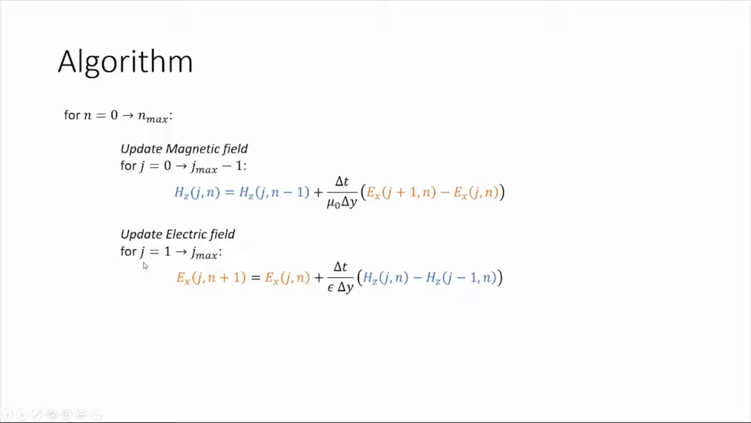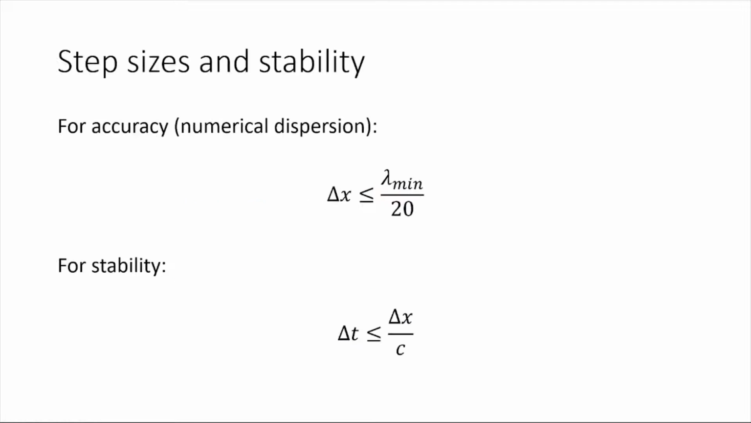And now that brings us to boundary conditions. So how do we calculate Hz at j max and Ex at 0? We'll get to that in a second. But before we get to that, we need to talk about something rather important here. We need to talk about the step size and stability.